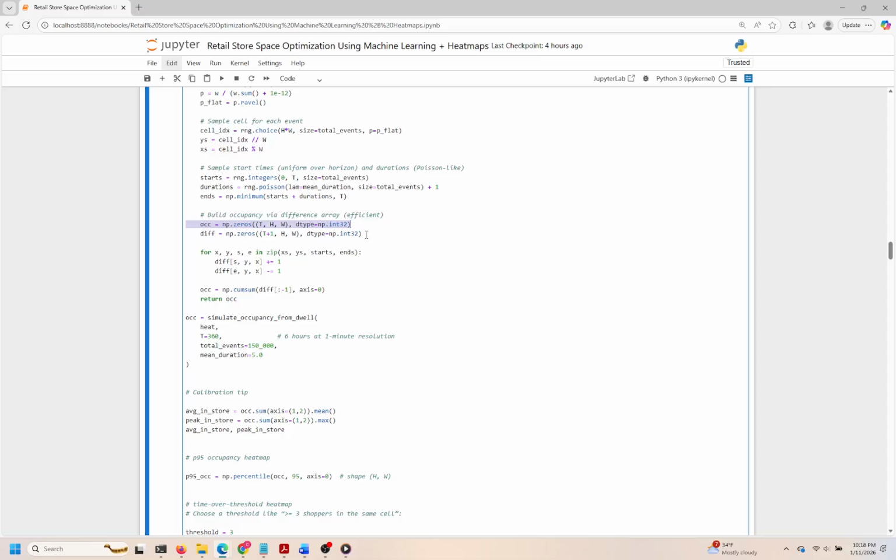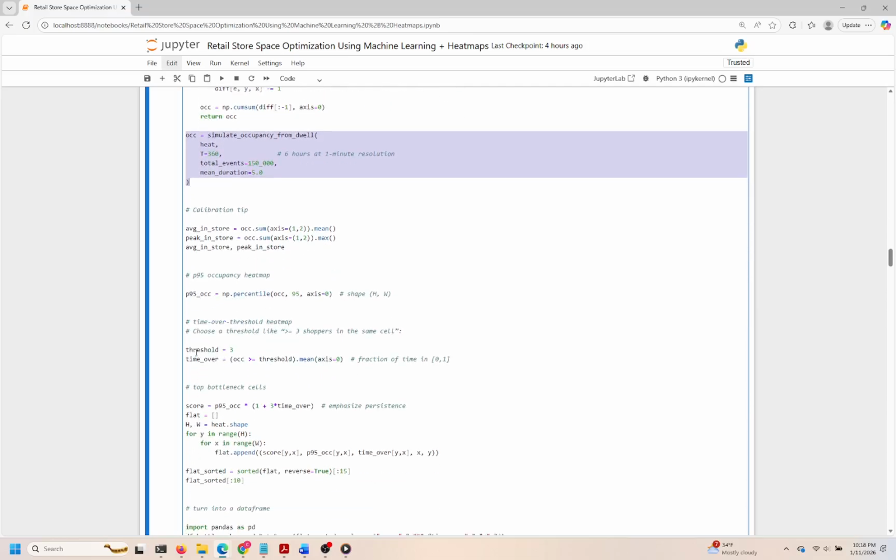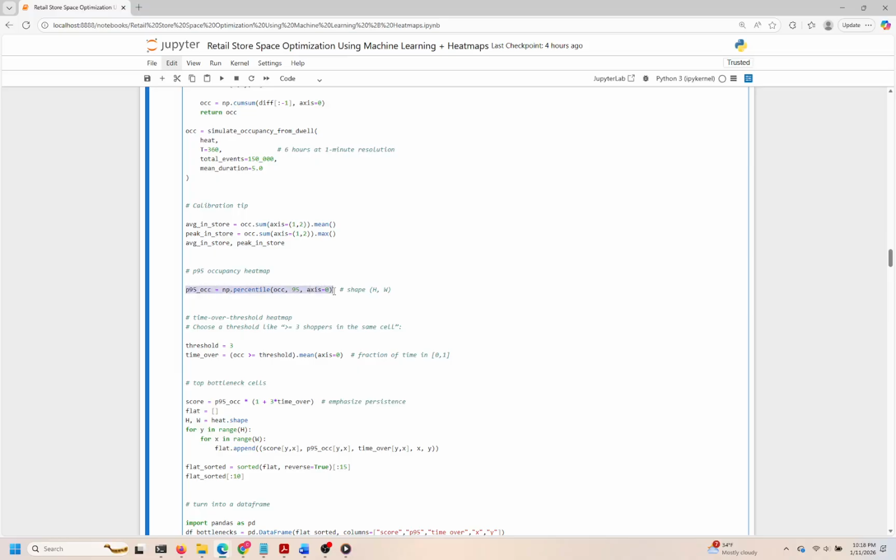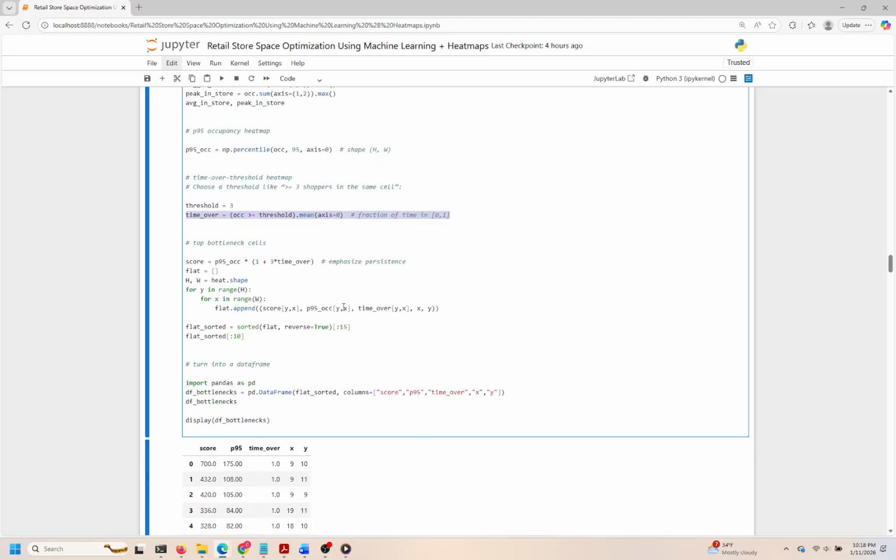After simulating the occupancy, we calculate the average and peak occupancy within the space. These metrics help gauge overall utilization and point out any significant peak load periods. We then assess occupancy heats, particularly focusing on where we observe occupancy at the 95th percentile. Moving further, we create a time over threshold heat map. This metric indicates how often certain areas experience occupancy above a specified threshold, such as 3 shoppers in a single cell, giving insight into bottlenecks that may occur during peak usage.